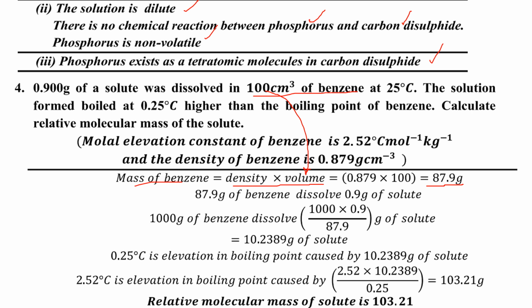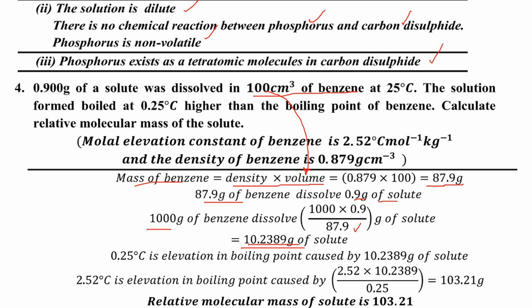Now we're saying that for the benzene, this side we have solvent and this side we have solid. 87.9 grams of benzene dissolved 0.9 grams of the solid. Then what about 1,000? It's going to be 1,000 multiplied by 0.9 divided by 87.9, and everything is going to give you 10.2389 grams of the solid.